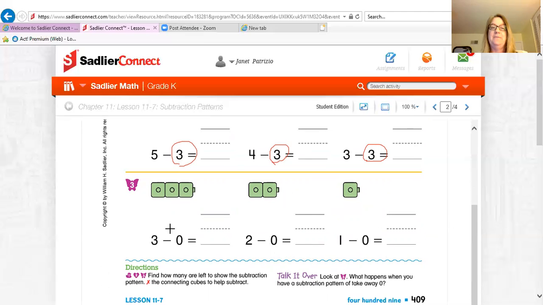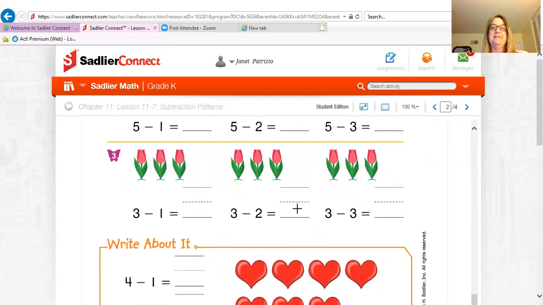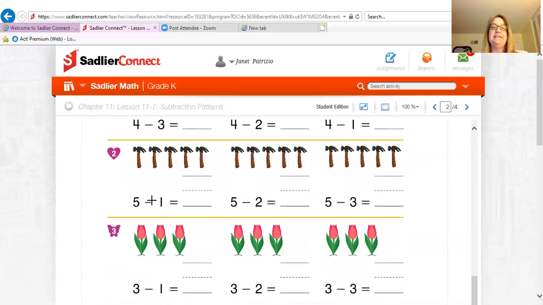Now, look at the pattern. Don't let that throw you. And then the next page, same thing. Okay, and in this case, you're going to see that the pattern is the number taken away is getting smaller by 1. And in this case, the number being taken away is getting bigger by 1.